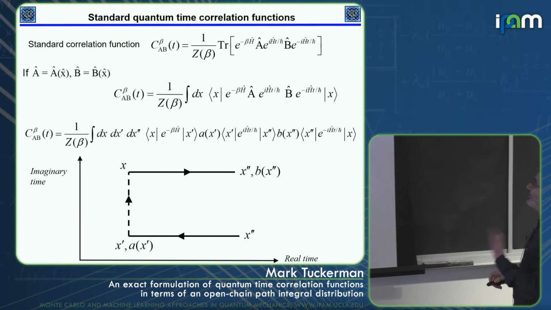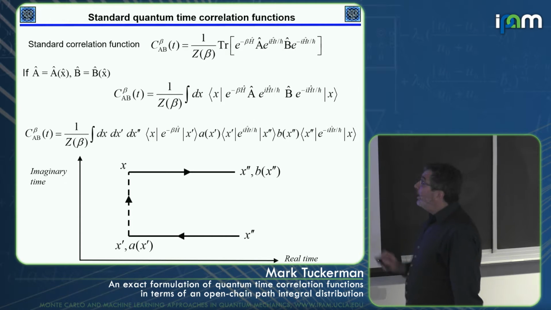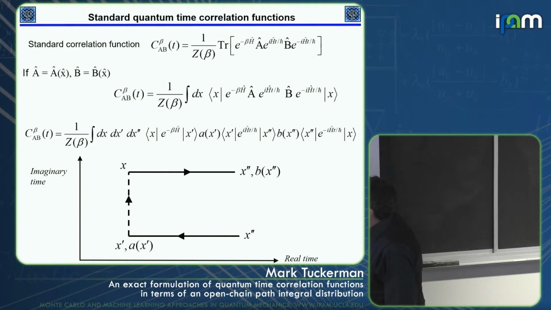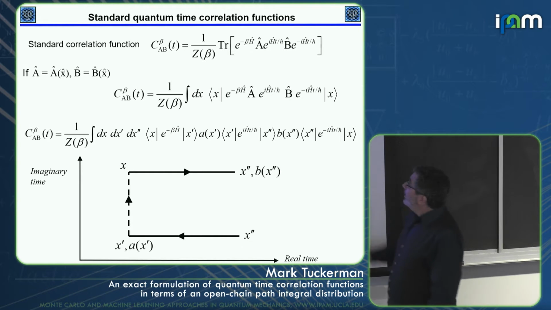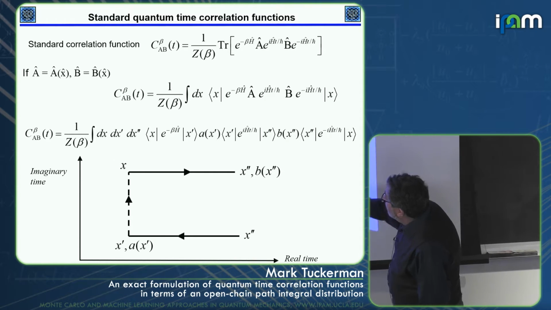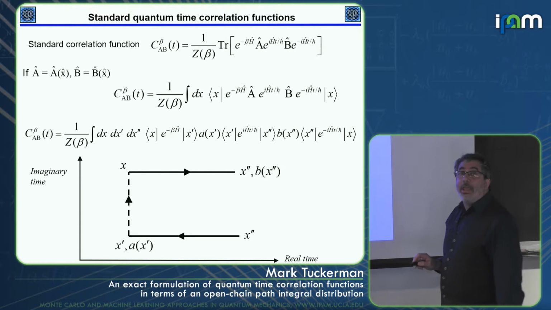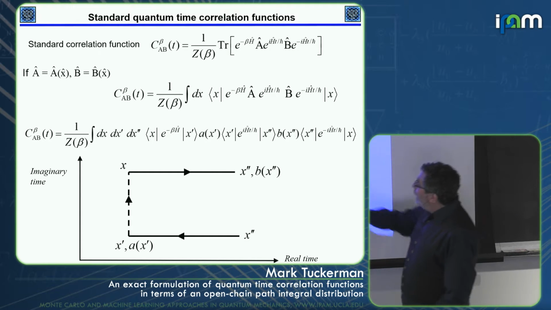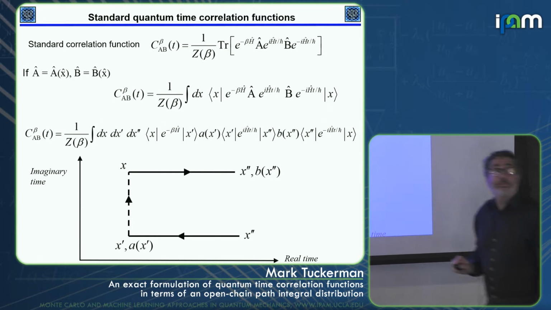So a kind of nice picture of this is as follows. If you start here at x, you propagate in real time from x to this point x double prime, and it's there that you measure the operator b. So you evaluate b. Then you go from x double prime to x prime. This is backward in time. And once you get there, you measure the operator a at this point x prime, and then x prime and x are connected by a Boltzmann operator.